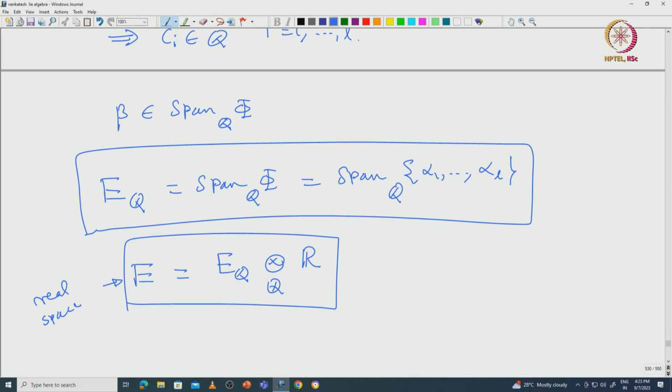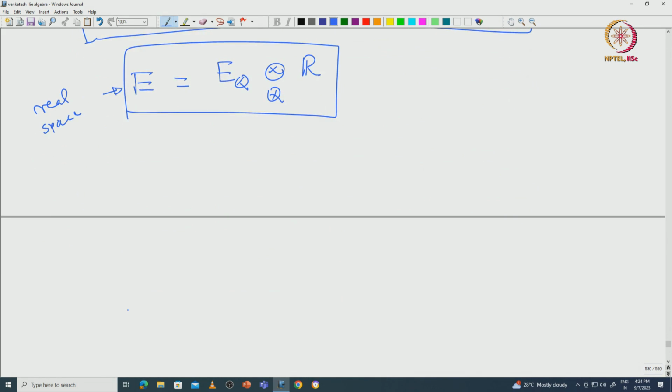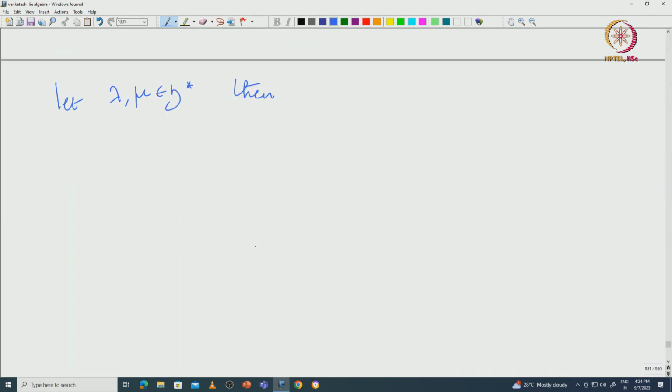But before that, let us understand what happens to the bilinear form when we restrict to this E_Q. That is going to help us understand how the bilinear form will behave on E. Note that if we take lambda and mu from H star, then we can compute the bilinear form very explicitly. The bilinear form is given by kappa(t_lambda, t_mu). But note that this t_lambda is actually a semisimple element.